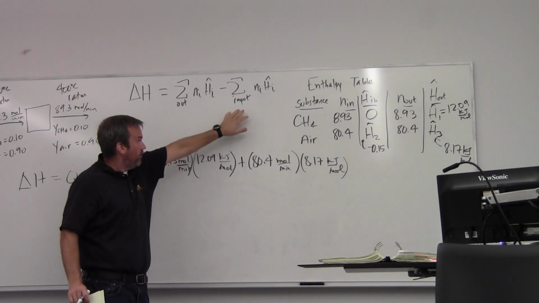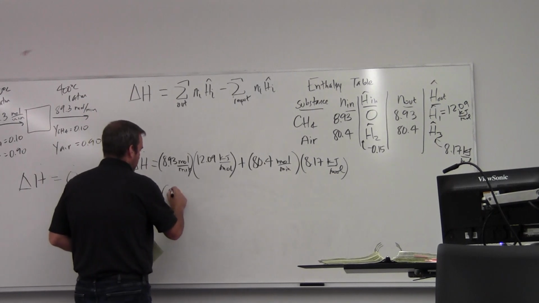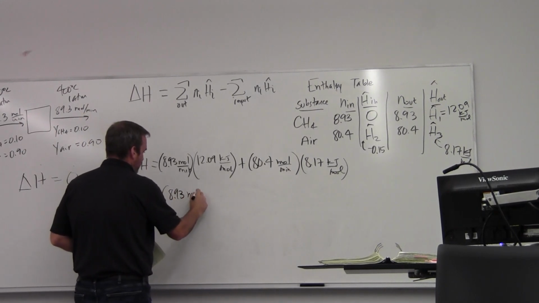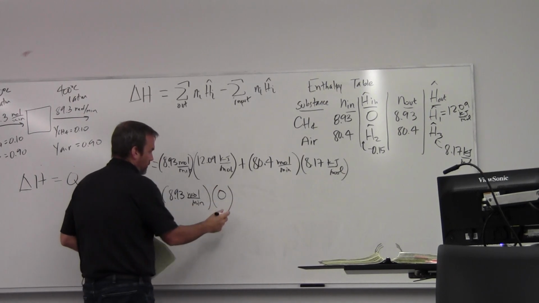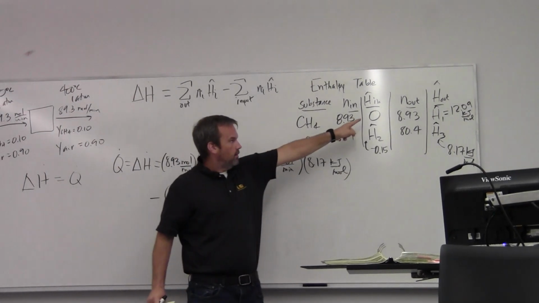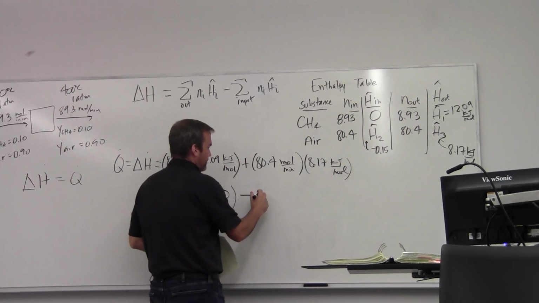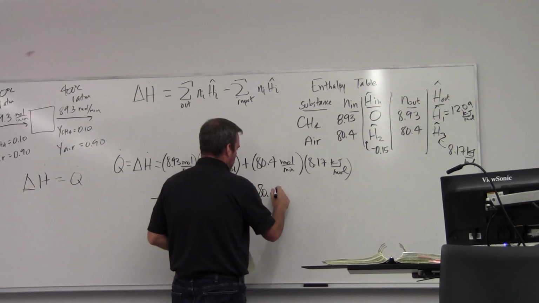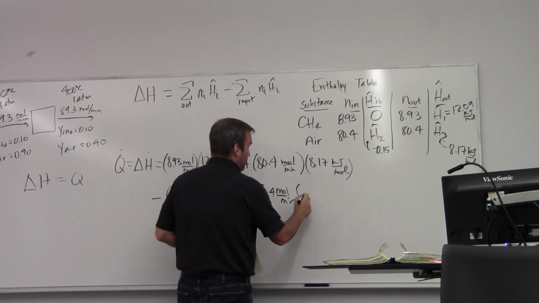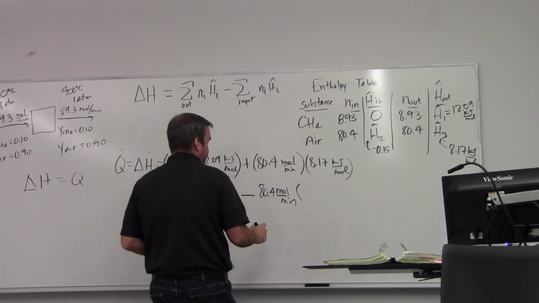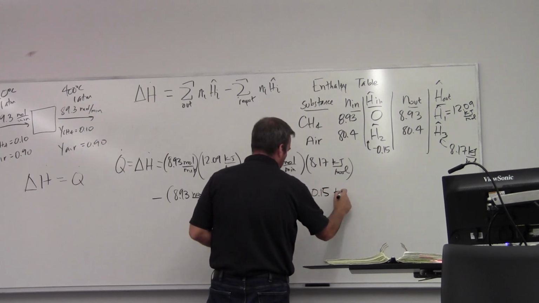Now I have to subtract off the sum of the input. So the input, I'll have minus 8.93 moles per minute times 0, from this term right here, minus 80.4 moles per minute times negative 0.15 kilojoules per mole.